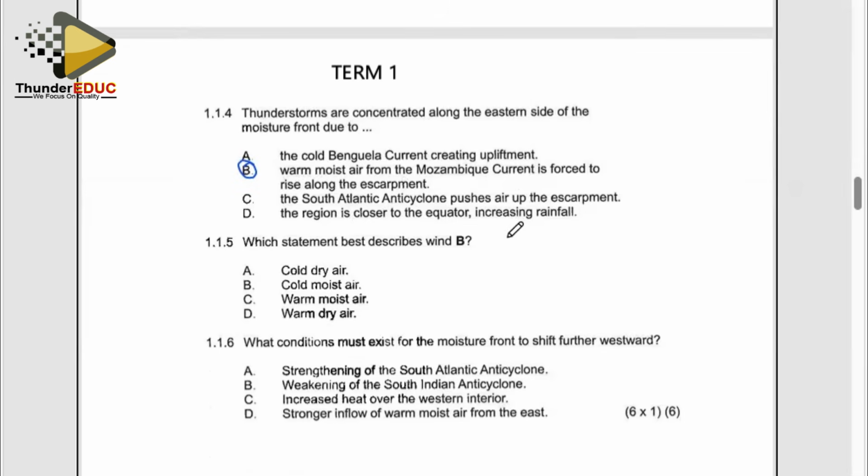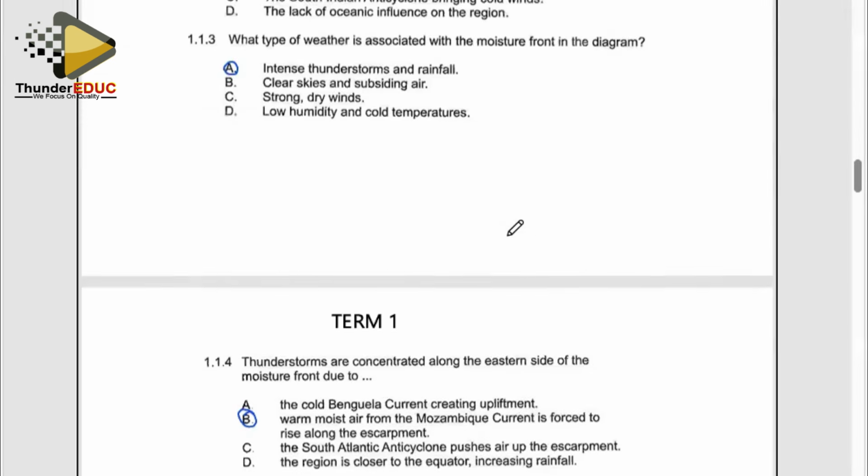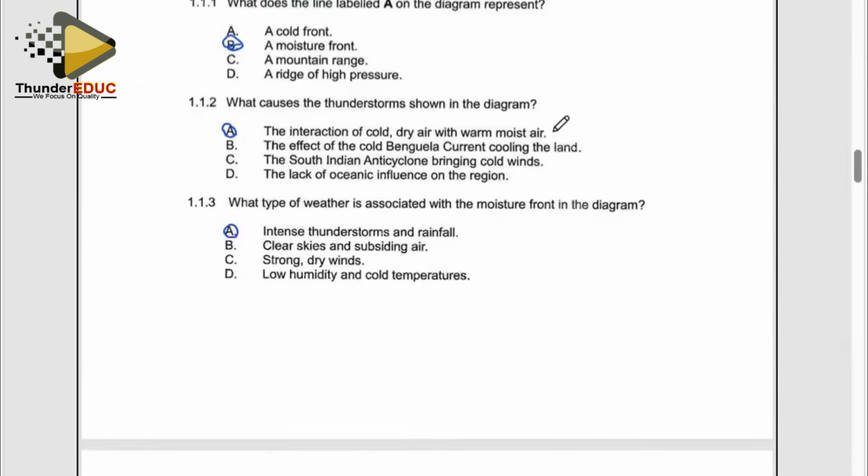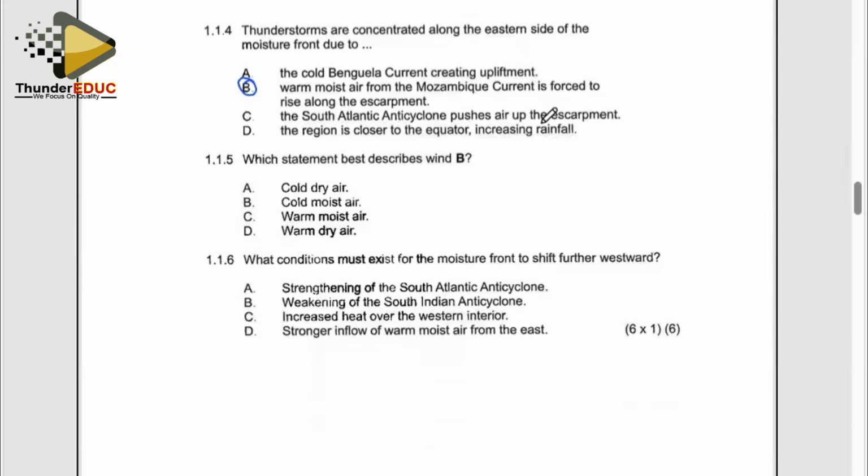Right, we move on to the next question. Which statement best describes wind B? Which statement best describes wind B? Let's go and look at our wind. This wind here, we have talked about that. What kind of wind is that? It is coming from the Indian Ocean. So our wind here is warm, moist air.